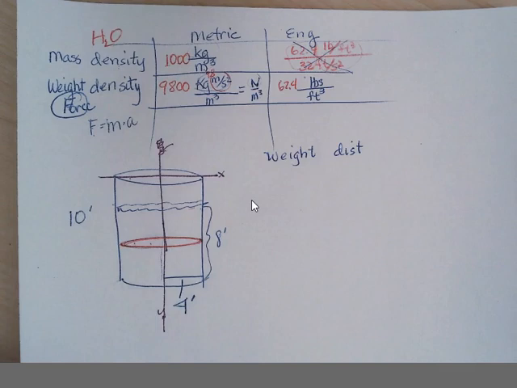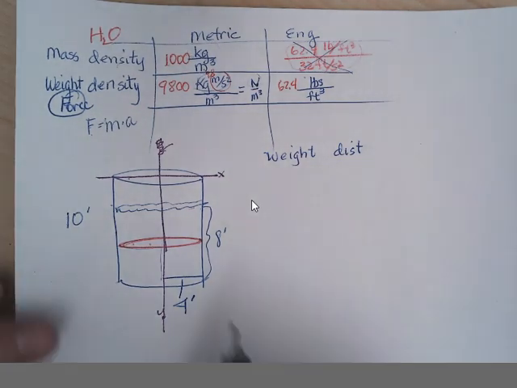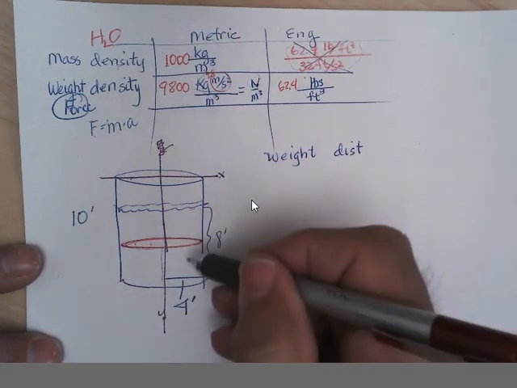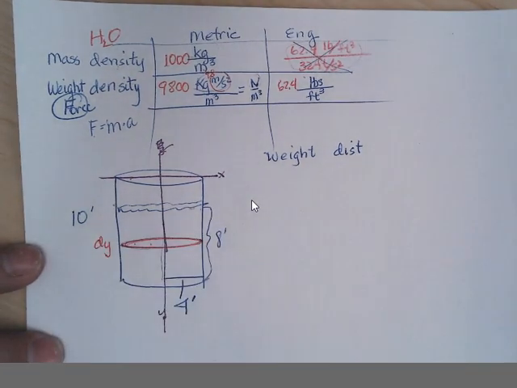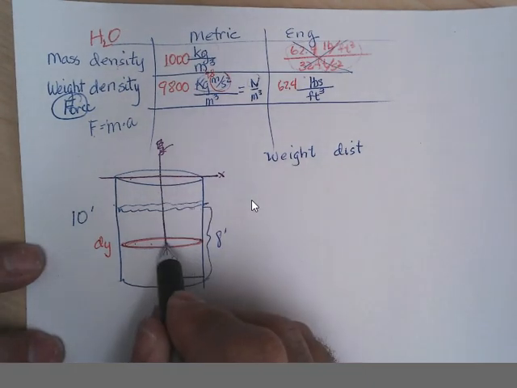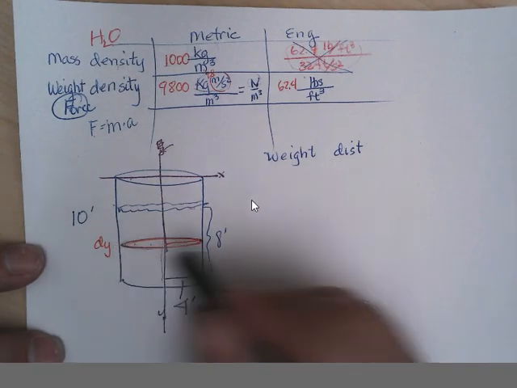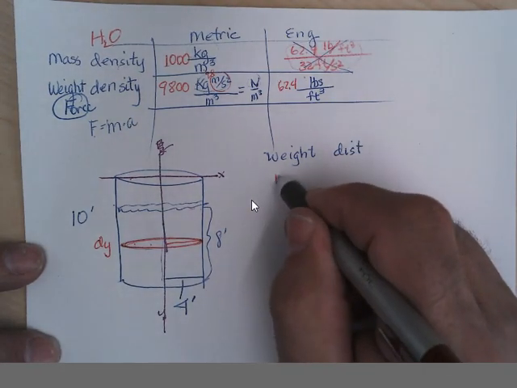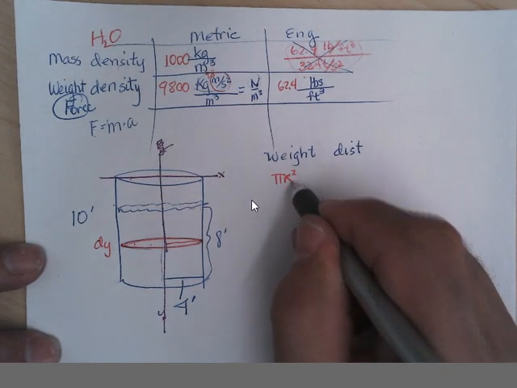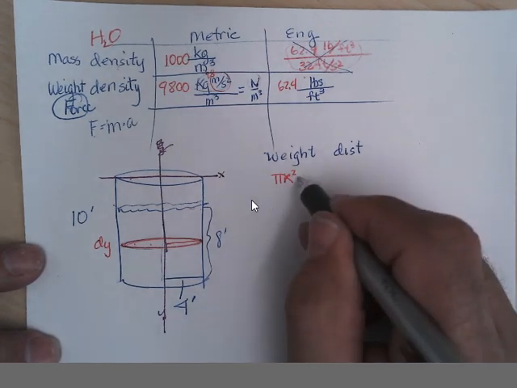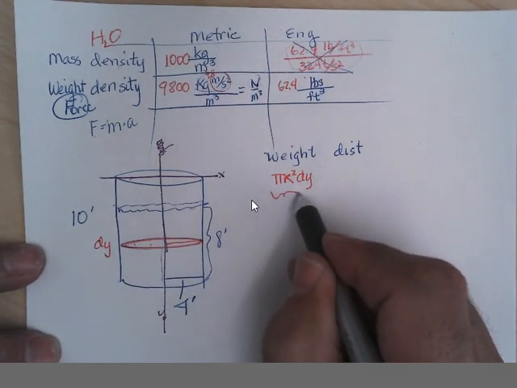That's another reason why we spend so much time on disk and shell methods. What's the volume of this disk? Well, the disk thickness is in the y direction, dy. Its radius is in the x direction. And so the volume of this disk is pi r squared, or pi x squared, because r is x, times dy. That would be the volume.